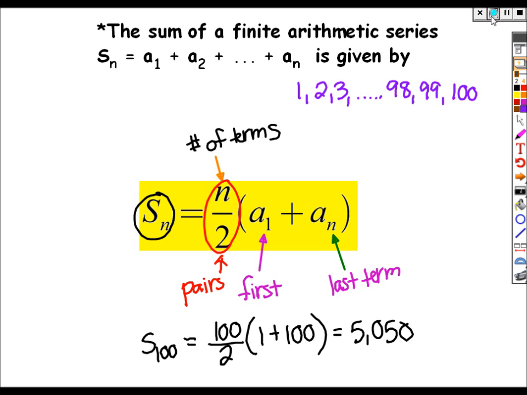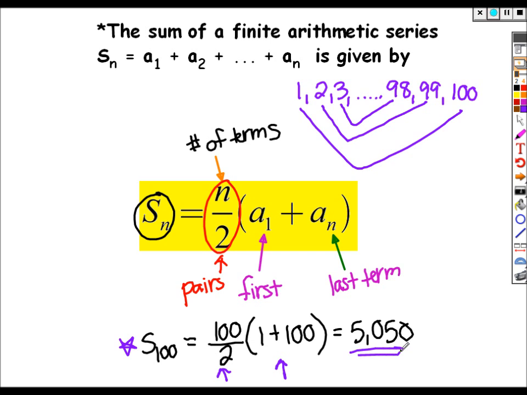And maybe you can see what this is doing. So I'm pairing off the numbers. 1 plus 100 is 101. 2 plus 99 is 101. 3 plus 98 is 101. So I have 50 pairs of numbers that will add to 101. Very quickly I can find that the sum is 5,050.